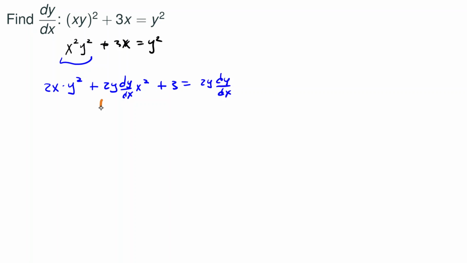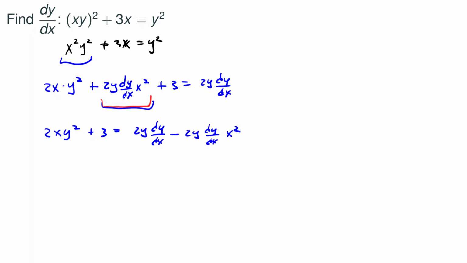Now all the terms with dy/dx should be on one side of the equation, and everything else on the other side. So here I'm actually going to subtract this both sides so that it's probably a little faster. Either way will give us the same answer. So let's do that: 2y dy/dx minus this thing, 2y dy/dx x squared.